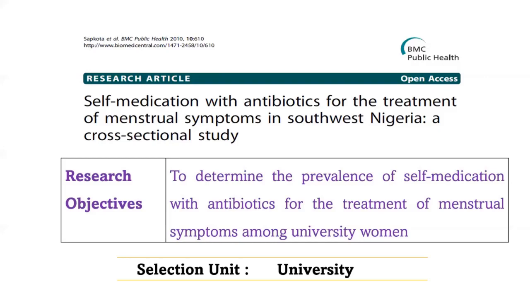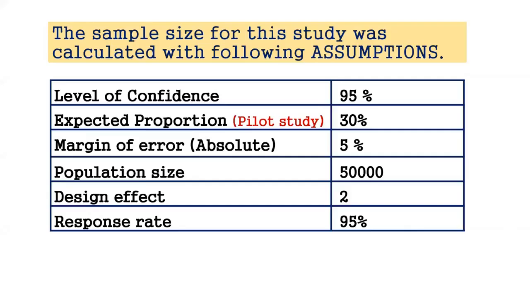So the objective is to determine the prevalence of self-medication with antibiotics for the treatment of menstrual symptoms among university women. And here the selection unit was university. So you have to apply the concept of design effect. So this is the assumption. You just have to put these inputs. Here the population size is 50,000, margin of error is 5%, expected proportion is 30%, and response rate is 95%. Design effect is 2. Now calculate the sample size.